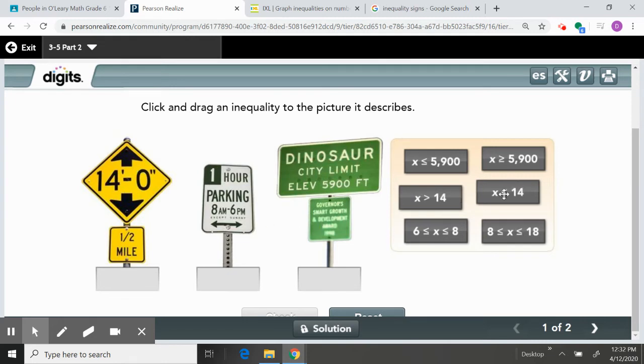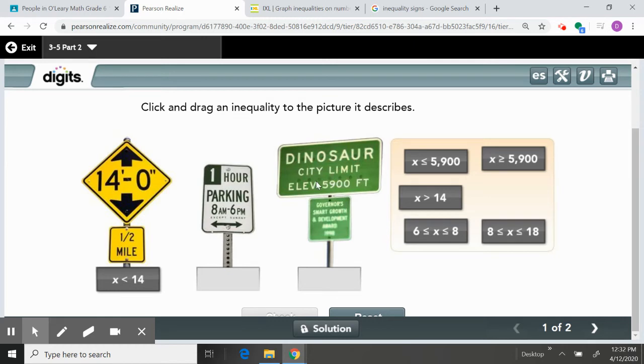So if I look over here, my key number is 14. X is greater than 14? No way, because my truck would hit the tunnel. And I don't want to hit the tunnel. I want to be able to go through it. So my truck, X, would have to be less than 14. Well, that seems to make sense.